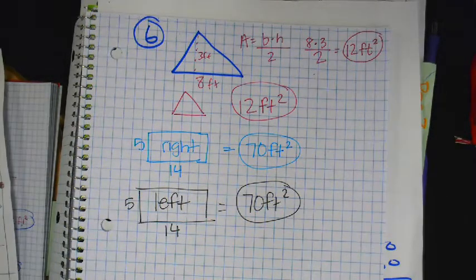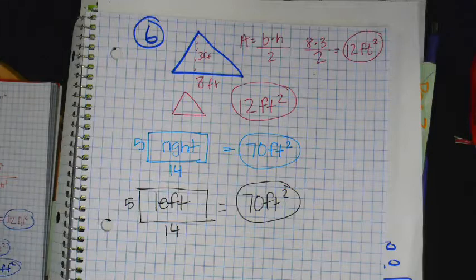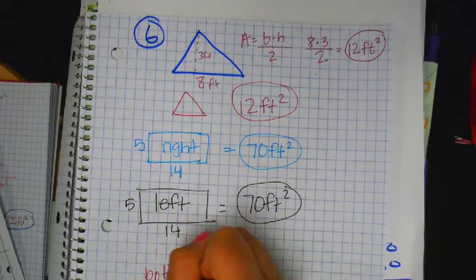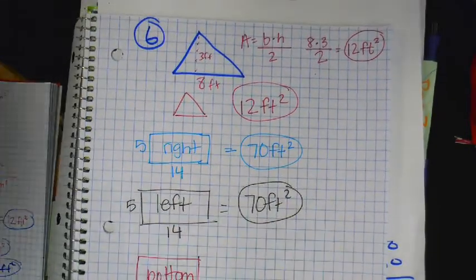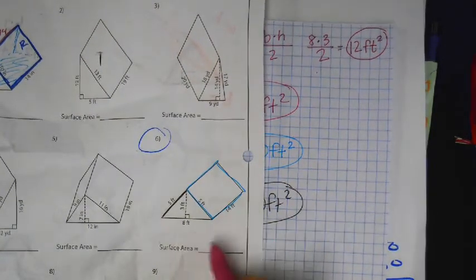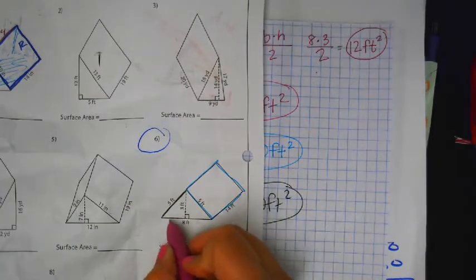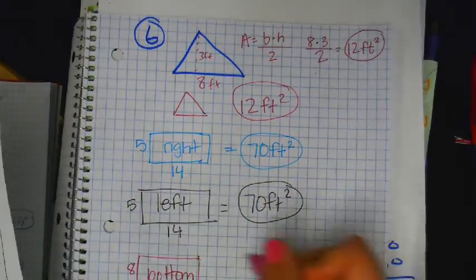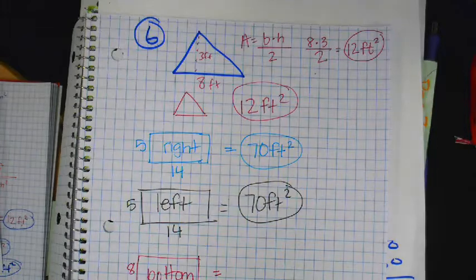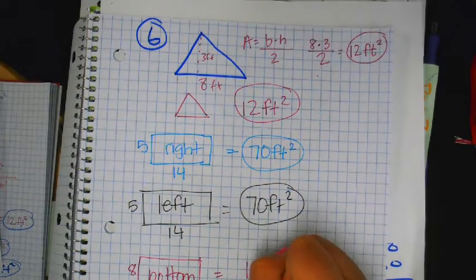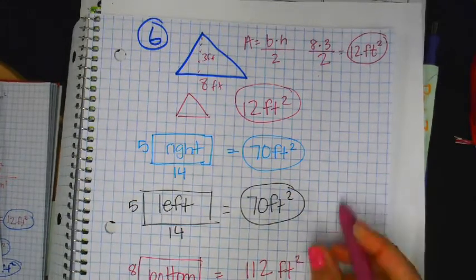Then what is our last one? The bottom. So in the bottom, what two numbers am I looking for? It'll still be 14 and then what? 8. So it's this one and this one. So if we multiply those, what do we get? 14 and 8. You're a step ahead of us. 112. 112 feet squared. And now we have our 5 numbers.